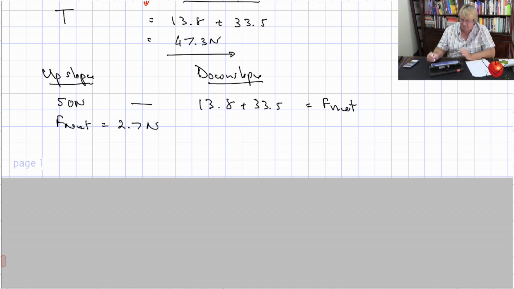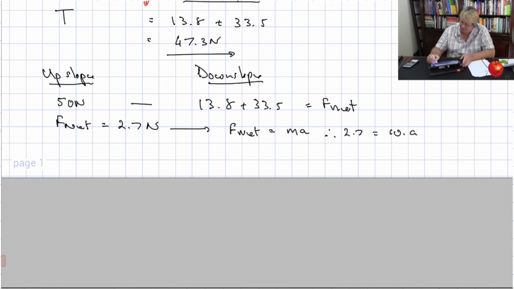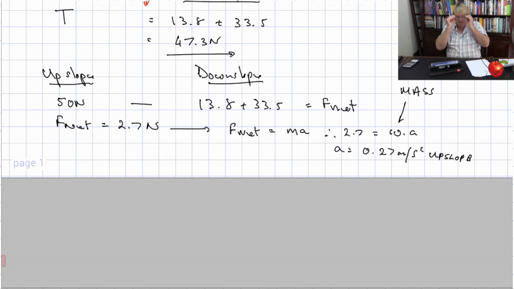What do we do when we see an F net? Straight away, we say, right, F net must be equal to MA. Therefore, my 2.7 must be equal to 10 times A. Remember, it's the mass. So therefore, my acceleration is going to be 0.27 meters per second squared, and I must give them a direction. Up the slope.